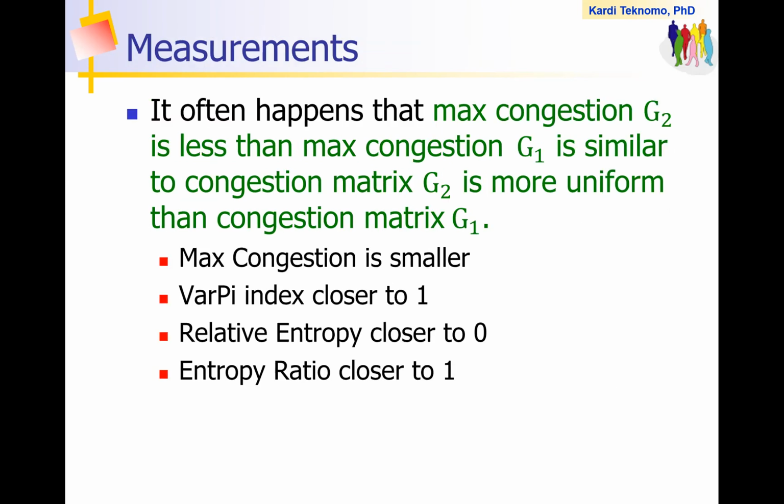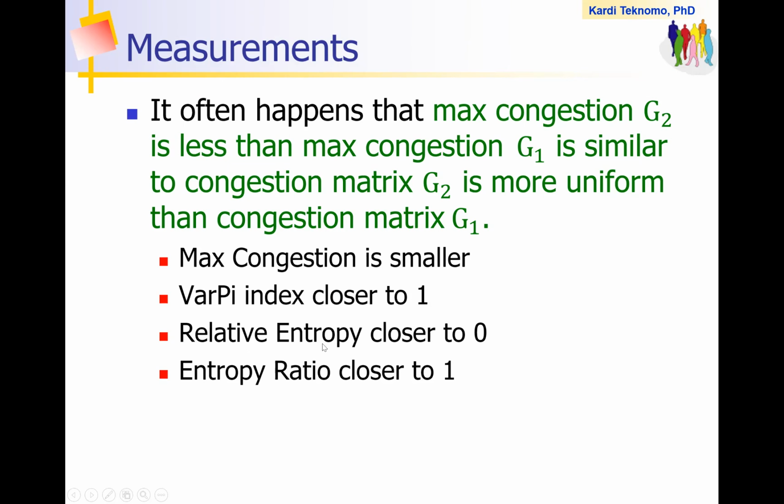So the maximum congestion in G2, the alternative scenario, must be less than the congestion in G1. Our idea is to make the gap between the average and the maximum congestion smaller. So we want the maximum congestion to be smaller. That's exactly the same as a new index I introduce here. I call it the FAR-P index, which is closer to 1.